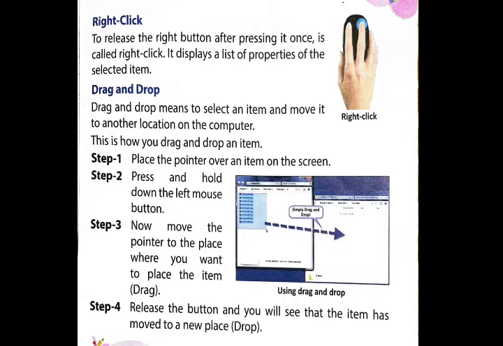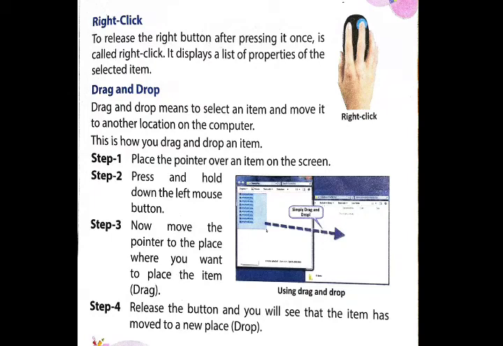Next is drag and drop. Drag and drop means to select an item and move it to another location on the computer. Drag means to pull the selected item to the desired location, and drop means to release the button. Now let's see how we can drag and drop.